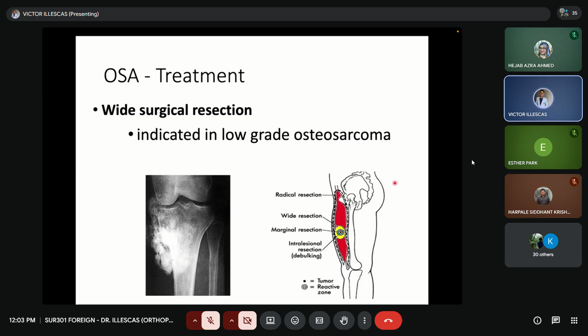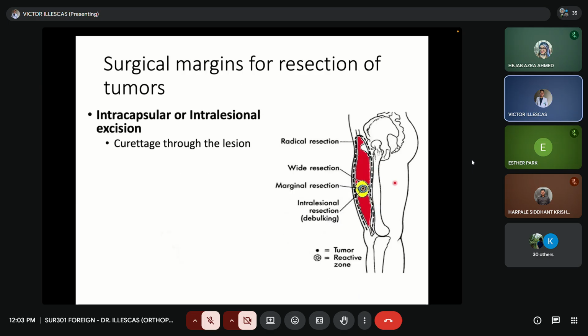to give neoadjuvant chemotherapy, see if the lesion will respond with chemotherapy. And if it does, you do your wide surgical resection. What does wide surgical resection mean? You have to differentiate between the different resections. One is intracapsular. Intracapsular means you're just removing or curetting through the lesion. Okay?